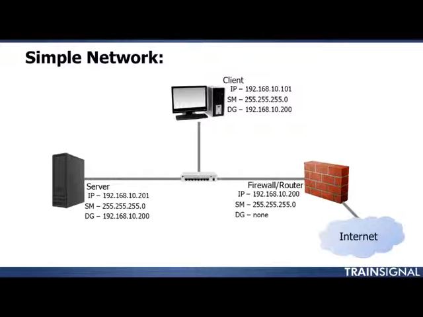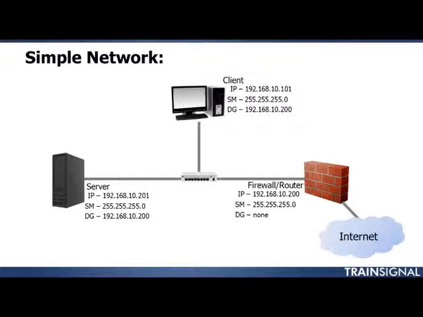But we have a server on our network which has an IP address of 192.168.10.201 with a subnet mask of 255.255.255.0, which tells me that this server is on the 192.168.10 network, and the 201 is the unique ID on that network. Whereas if we were to look at the client, the IP address is 192.168.10.101 with the same subnet mask, telling me that, again, it's on the same network, 192.168.10, but its unique address on the network is 101.